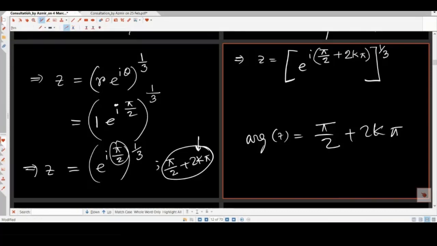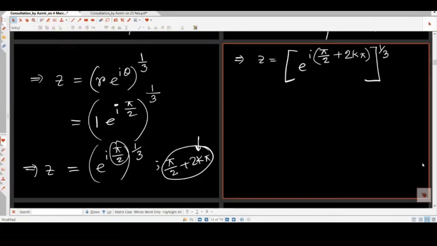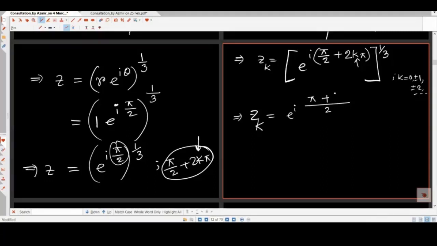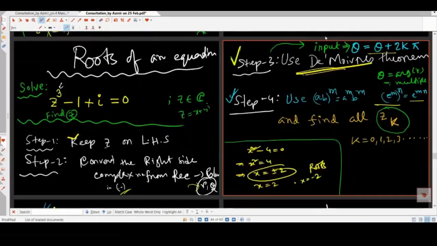So you need to understand that we are using the general concept of argument. Whenever we have applied this, we can mention that instead of z, we can mention zk, where k can be 0, positive, negative 1, positive, negative 2, up to infinity. So zk equals e power i. Now we can do the LCM, that is, it is pi plus 4k pi. We can focus on this identity.